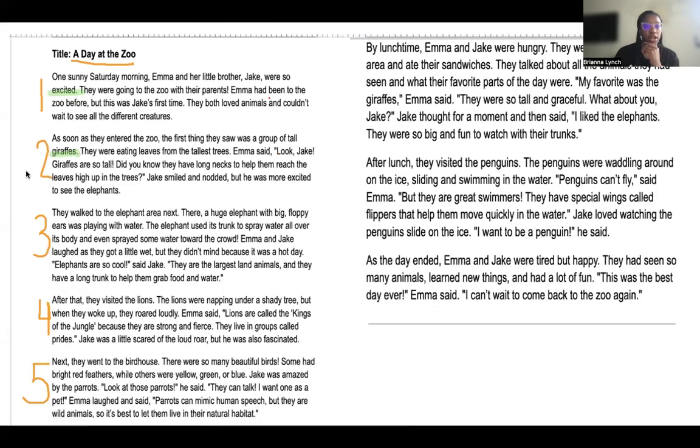So we know that when we read about giraffes, we read about it in paragraph 2. So am I going to go back to paragraph 1 and read that? No. Am I going to go to paragraph 3? No. 4, 5? No. I know that when she was talking about giraffes, we were talking about it in paragraph 2. So let's read it and see why giraffes have long necks.